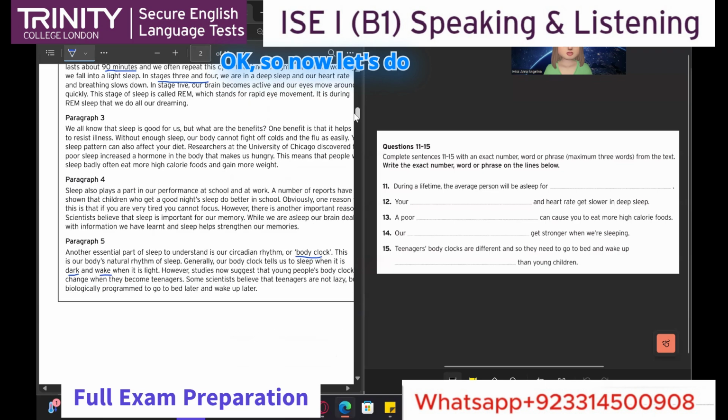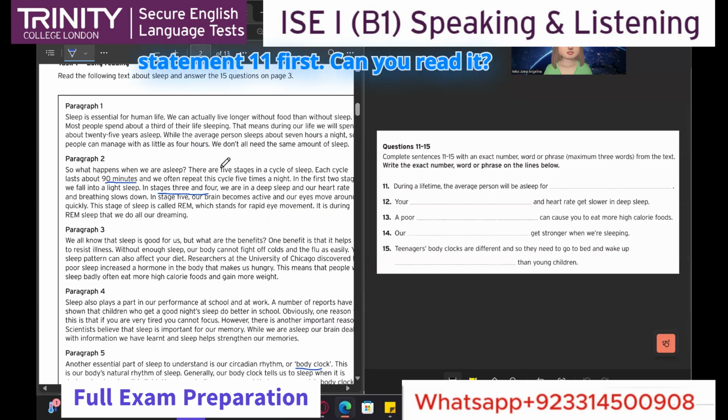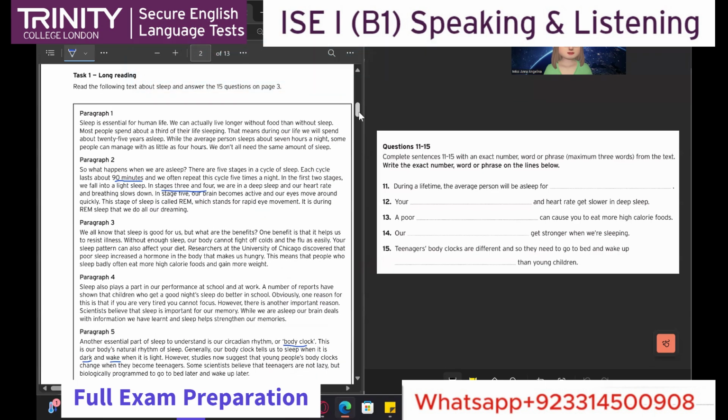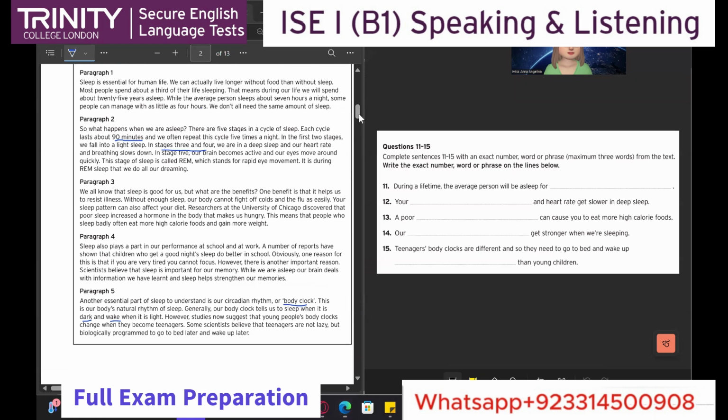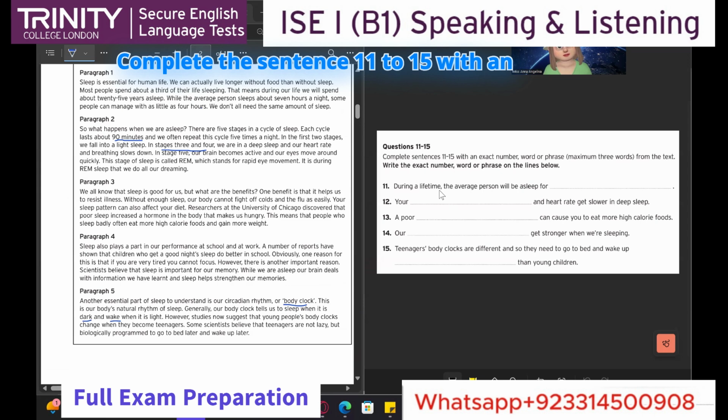Okay, now we'll move to how to do fill in the blanks first. So now let's do statement 11 first. Can you read it? Statement 11 here. Complete the summary. Complete the sentences 11 to 15 with an exact number, word or phrase, maximum 3 words from the text. Write an exact number, word or phrase on the lines below.